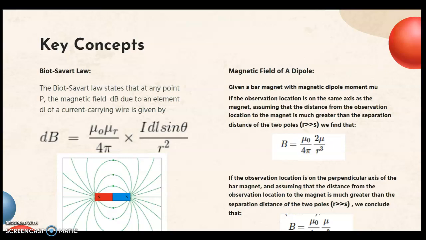And if the observation location is on the perpendicular axis of the bar magnet, and assuming that the distance from the observation location is much greater than the separation distance, we get that B is equal to mu naught over 4 pi times mu over r cubed.